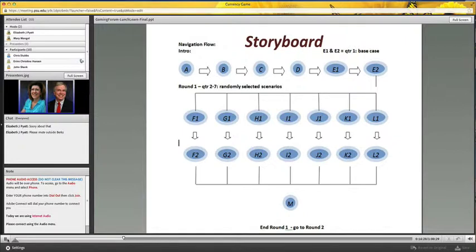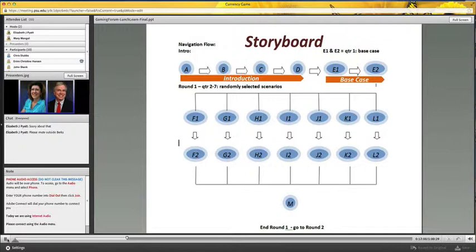So through the storyboarding process, one of the things that we did was we defined the path that the learner would take through the game. The way it works is there are a few introductory screens which present the story, and they're always presented linearly, always in the same order. And after that, always what we call the base case is presented. The base case is a generic scenario that's always shown as the initial example.